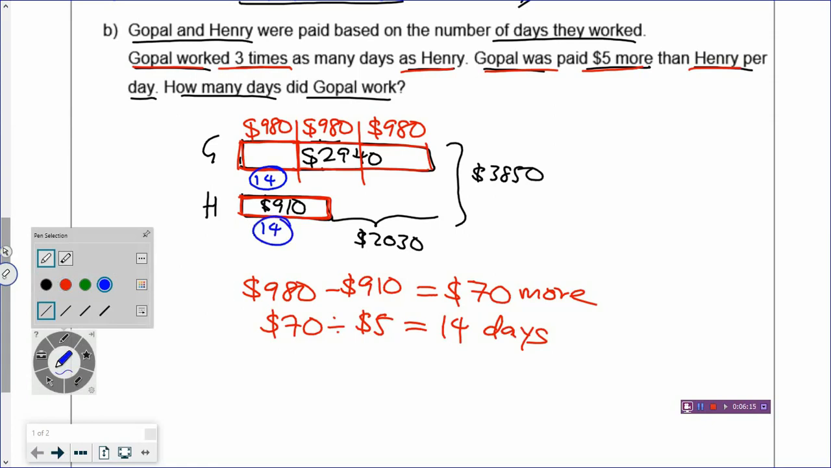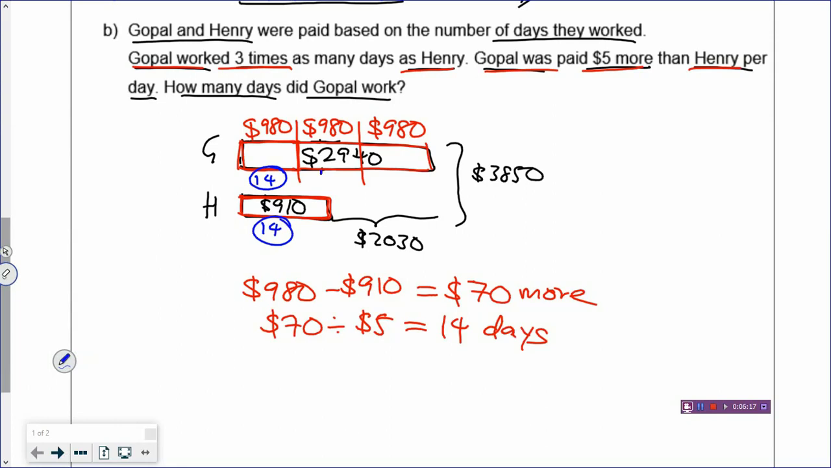And Gopal worked 3 times as many days as Henry, so that will be 14, and then you times 3, right? So Gopal worked how many days? Gopal worked 14 times 3, and he has worked 42 days. Okay, so that's how you solve the problem using grouping, right? So you cut the model into groups, 3 groups, 3 times, and then Henry will have 1 time, which is 1 group.